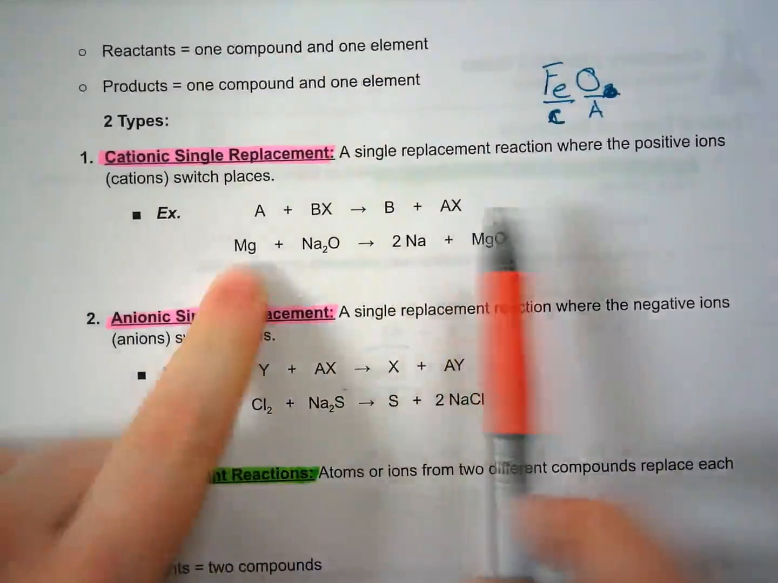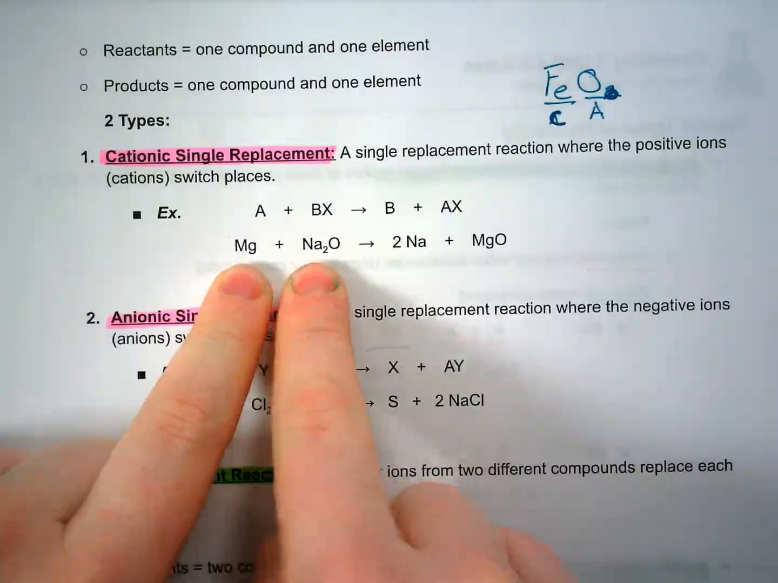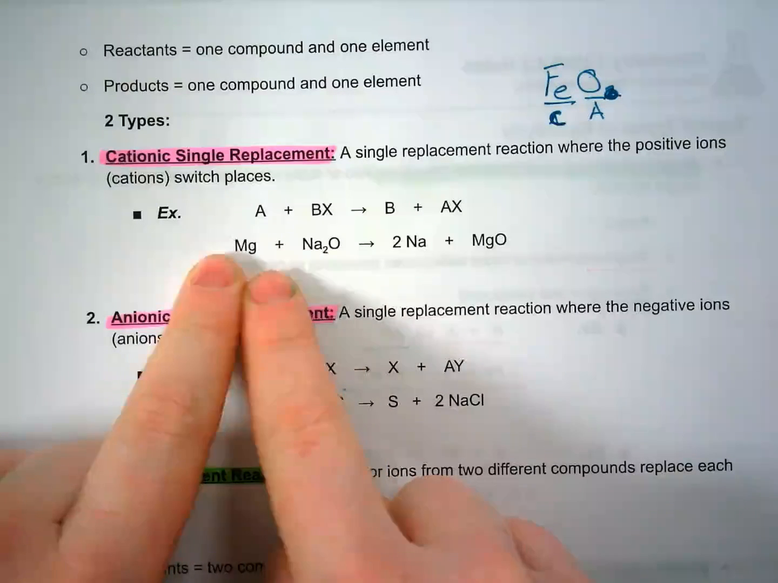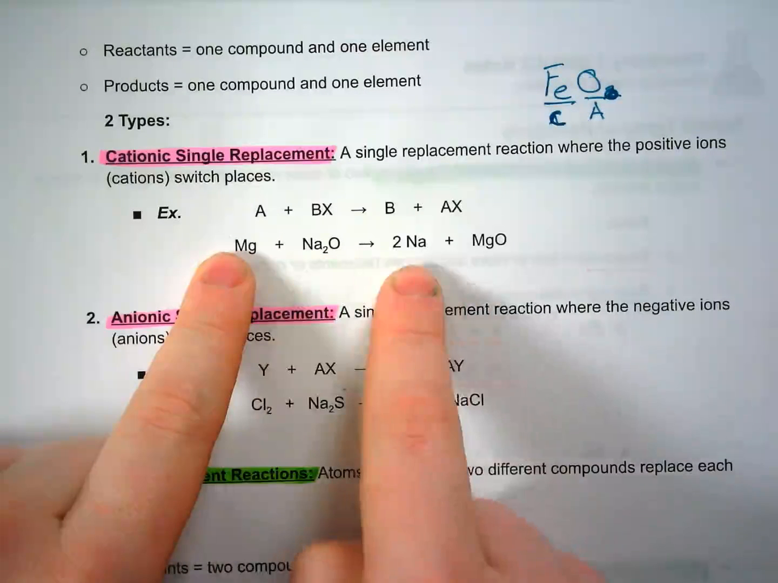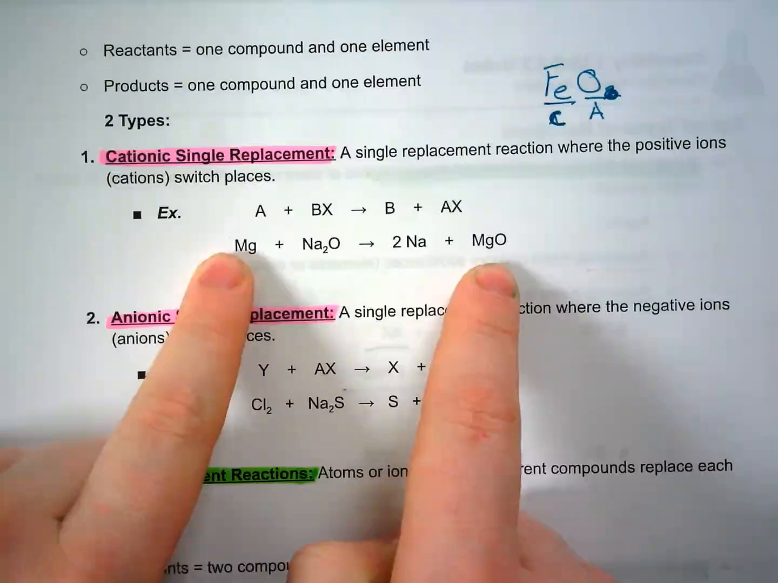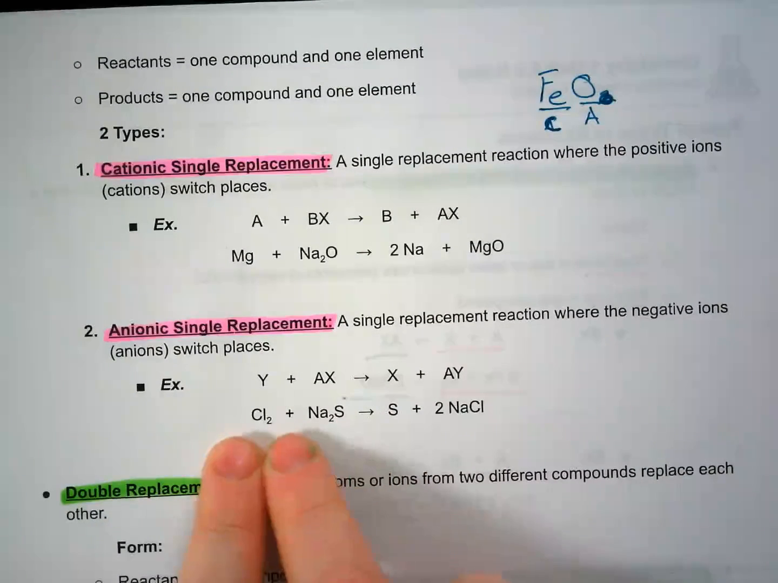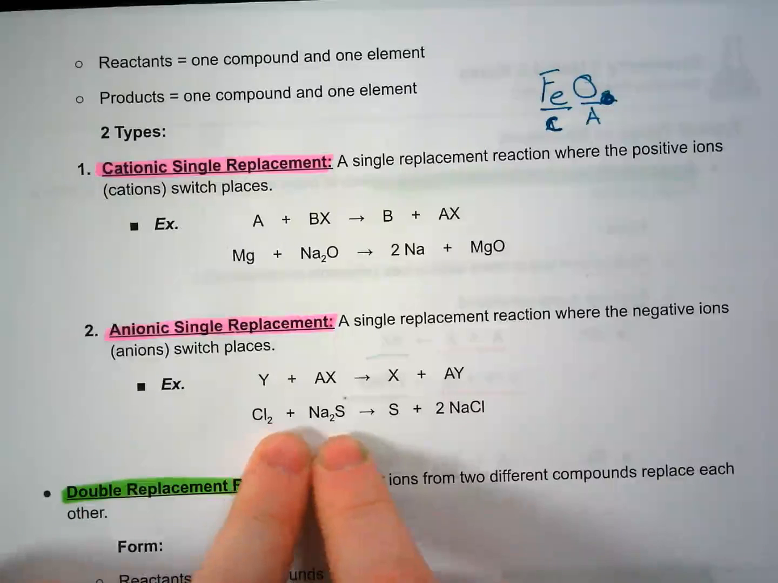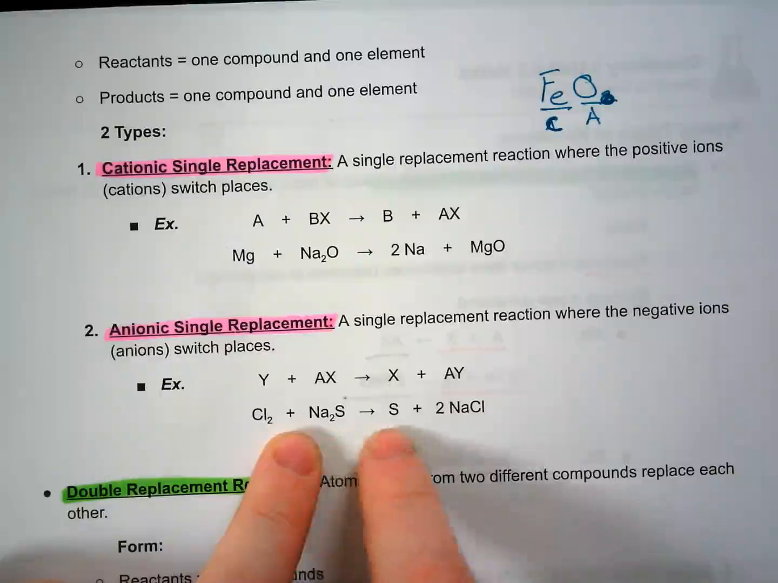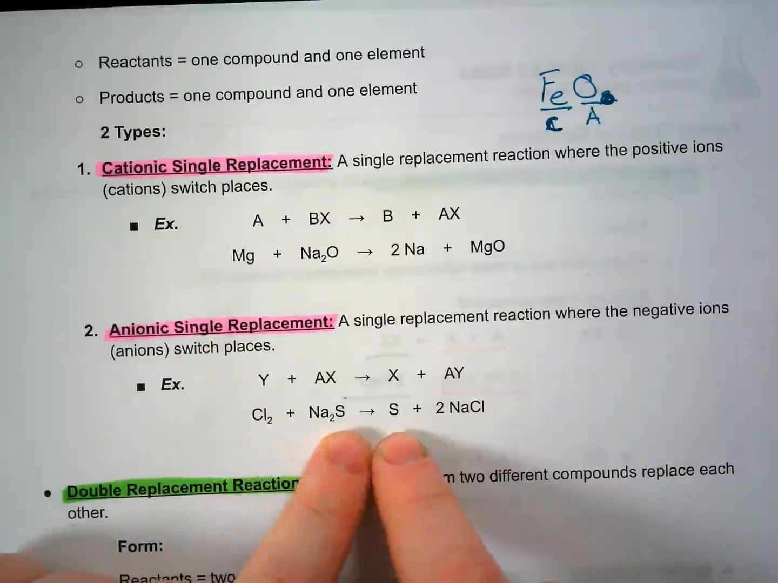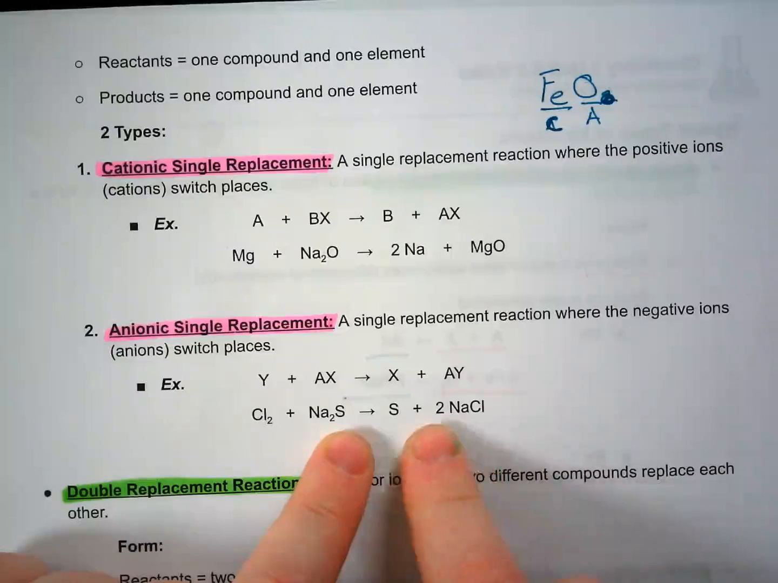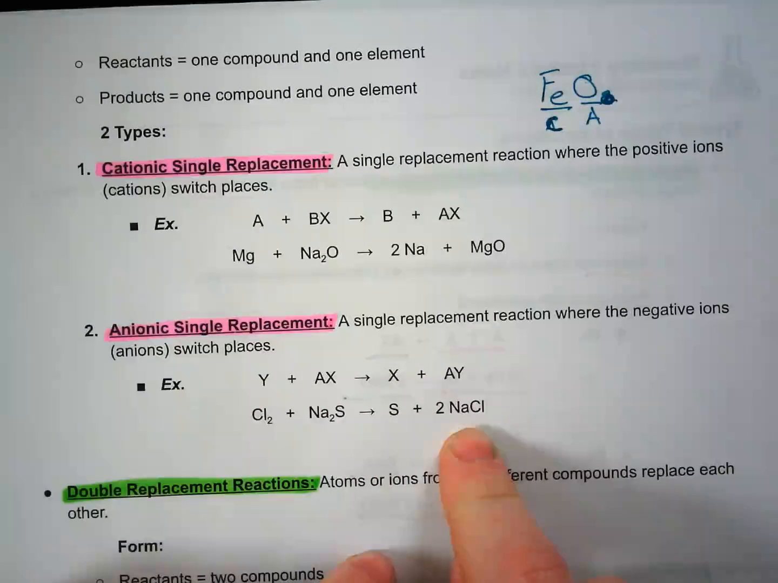So the magnesium switches with the sodium, so the sodium gets booted out, and then the magnesium is now bonded with the oxygen. Down here, we've got chlorine gas reacts with sodium sulfide, which then produces sulfur, plus 2NaCl, which is sodium chloride, just table salt.